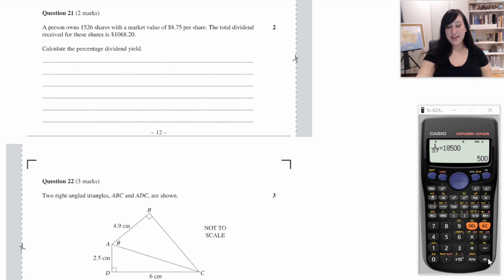Okay, question 21 says, a person owns 1,526 shares with a market value of $8.75 per share. The total dividend received for these shares is $1,068.20. Calculate the percentage dividend yield. So the percentage dividend yield is what we get when we take the dividend per share divided by the market value per share as a percentage, or total dividend divided by total market value of the shares as a percentage.